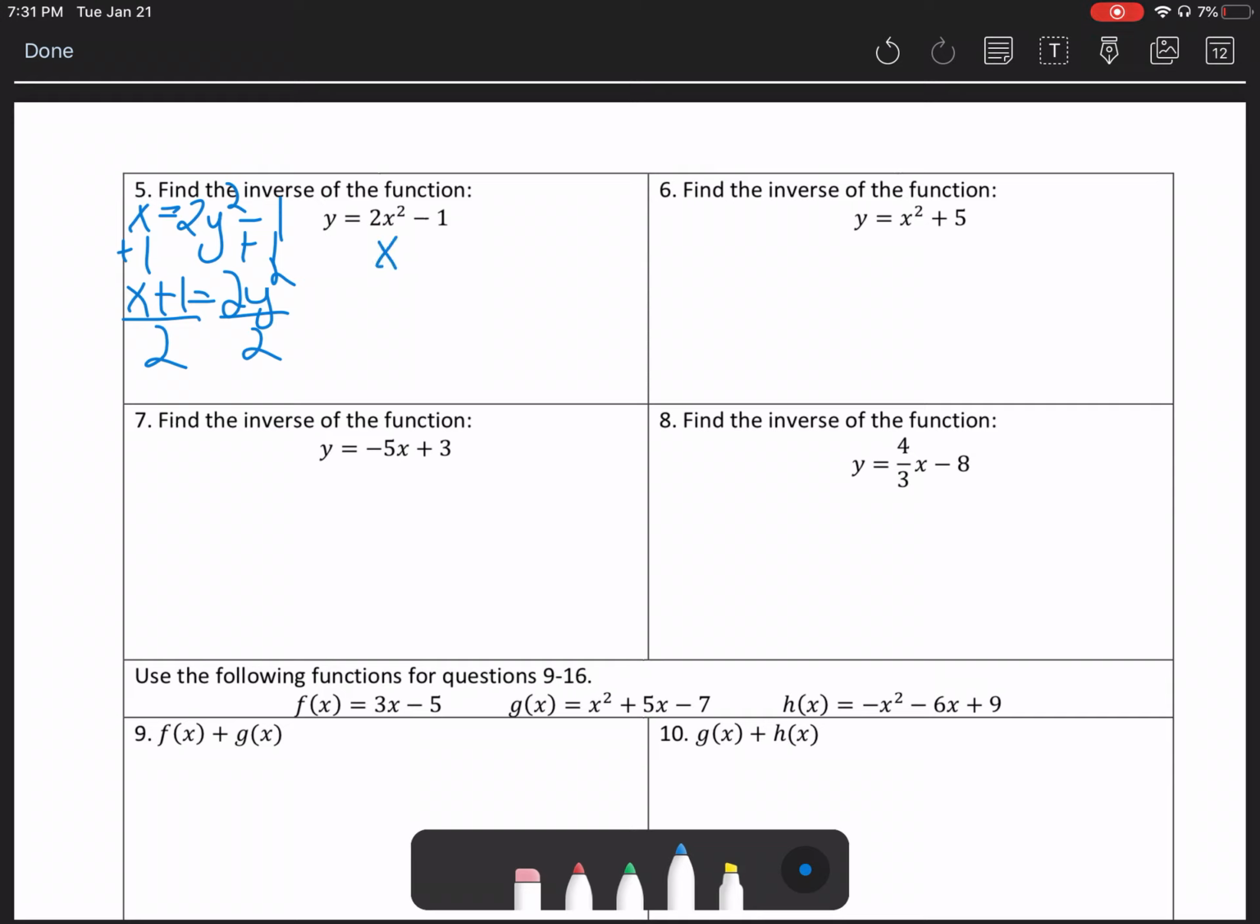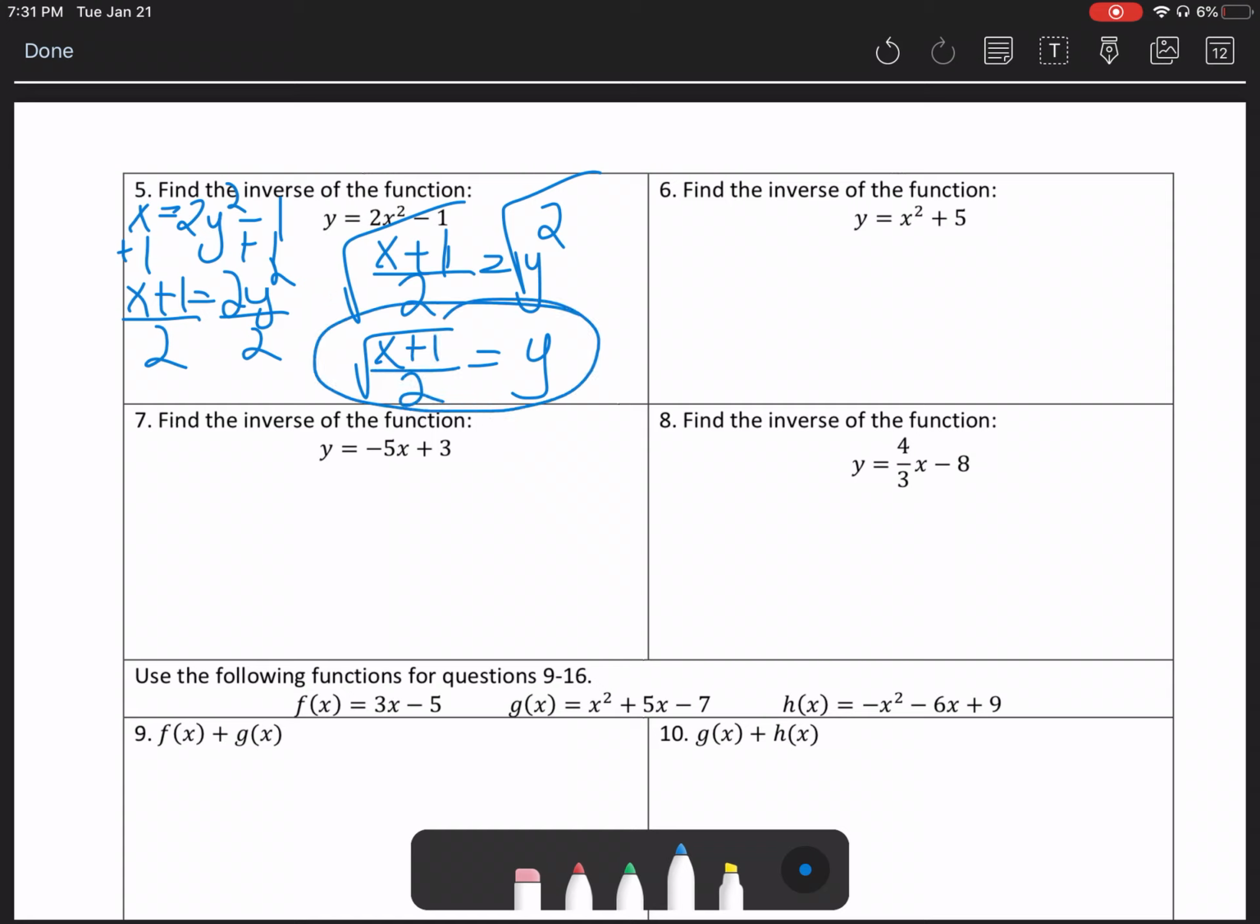I end up with x plus 1 divided by 2 is equal to y squared. And then we do the inverse operation, so we take the square root of each side. Y is equal to the square root of x plus 1 over 2. And that's your final answer. You can actually leave it. There won't be much simplifying when it comes to these. So we do the same thing with the next one.